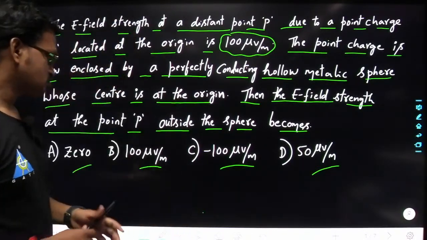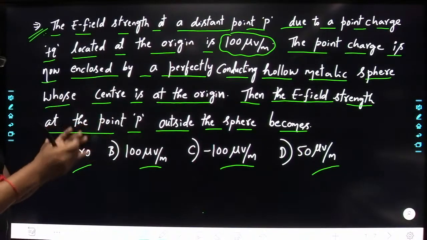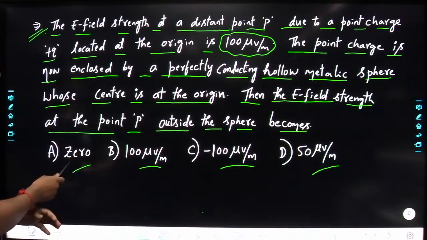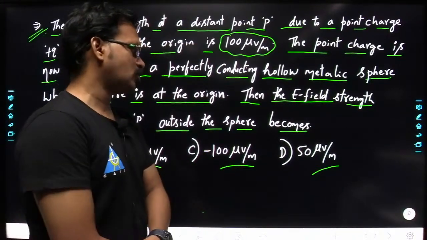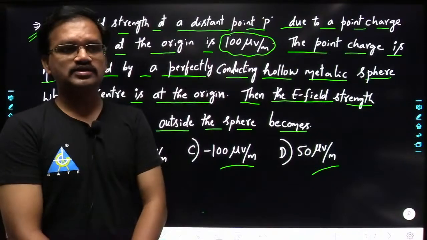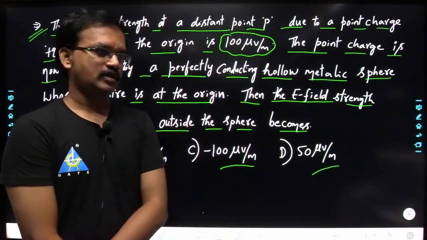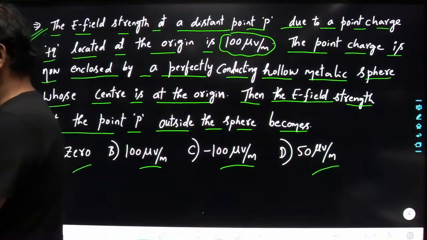So whether the electric field at point P after enclosing the charge with a hollow metallic conducting sphere will become equal to 0, or 100 microvolt per meter, or minus 100 microvolt per meter, or 50 microvolt per meter. So what is your answer here? Tell me. If anybody has done this problem, please let me know the answer, what you got.